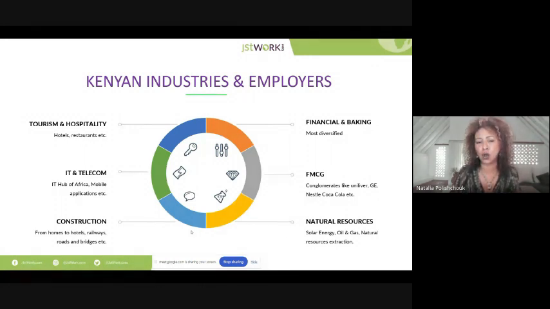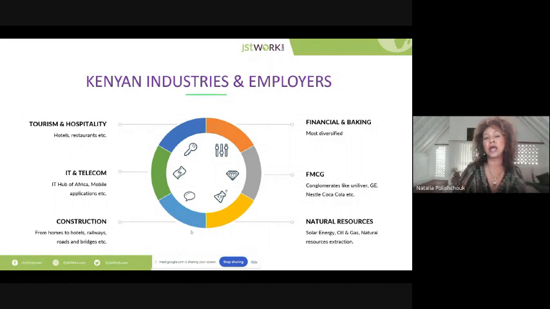IT and telco, again, is very, very well developed across all of Africa. And FMCG. All of your conglomerates in fast-moving consumer goods, your Coca-Cola, your Nestle, all of your food and beverage, consumer goods, consumer electronics, you will find them very, very well developed across all of Africa. In Kenya specifically, you have the tourism and the hospitality, very, very large industries. And then, of course, construction, again, is across all of Africa.